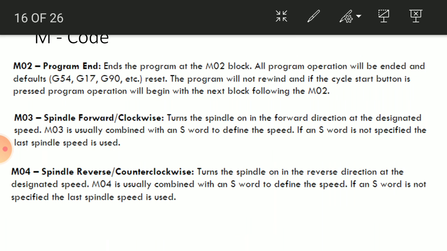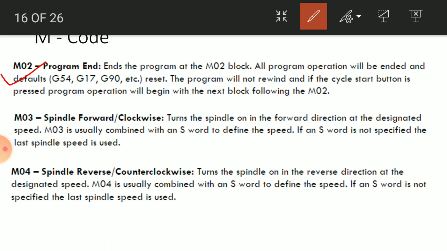Now these are some examples of the M codes. M02 is the program end. Program end means it is the total finish of the program. That means we are going to stop the machine. This is the ending of the whole program, the last line of the program. So if we use M02, that means we are going to close or stop the machine.